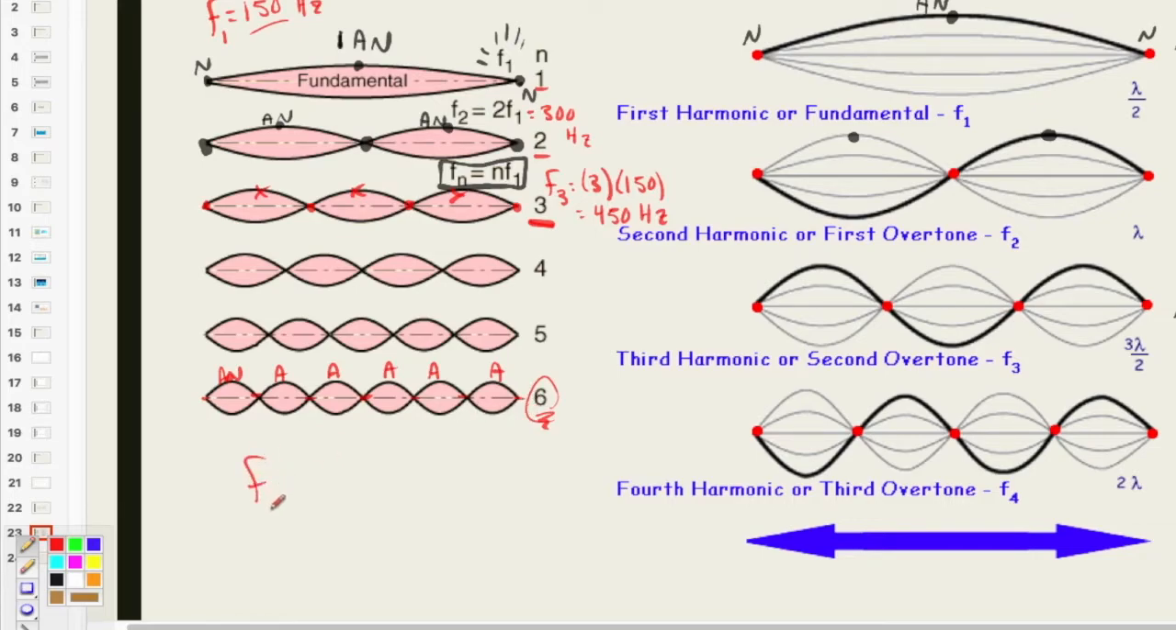So if I want to know the frequency at which the sixth harmonic standing wave pattern occurs, what am I going to have to program my machine to do? It's very simply going to be 6, that's the n in this equation, times the fundamental, that's the F1, times 150. And that's going to equal 900 hertz. There's also an equation that you need to know for the wavelength.